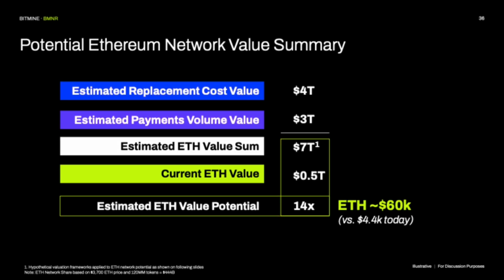Then he lays out a long-term valuation. Ethereum's network value near $7 trillion, implying roughly 60,000 per ETH. That's based on two lenses, a replacement cost lens for banking, $4 trillion, and a payment rails lens, $3 trillion. Total $7 trillion. Divide by 120 million ETH, you get about 58K or 60K.